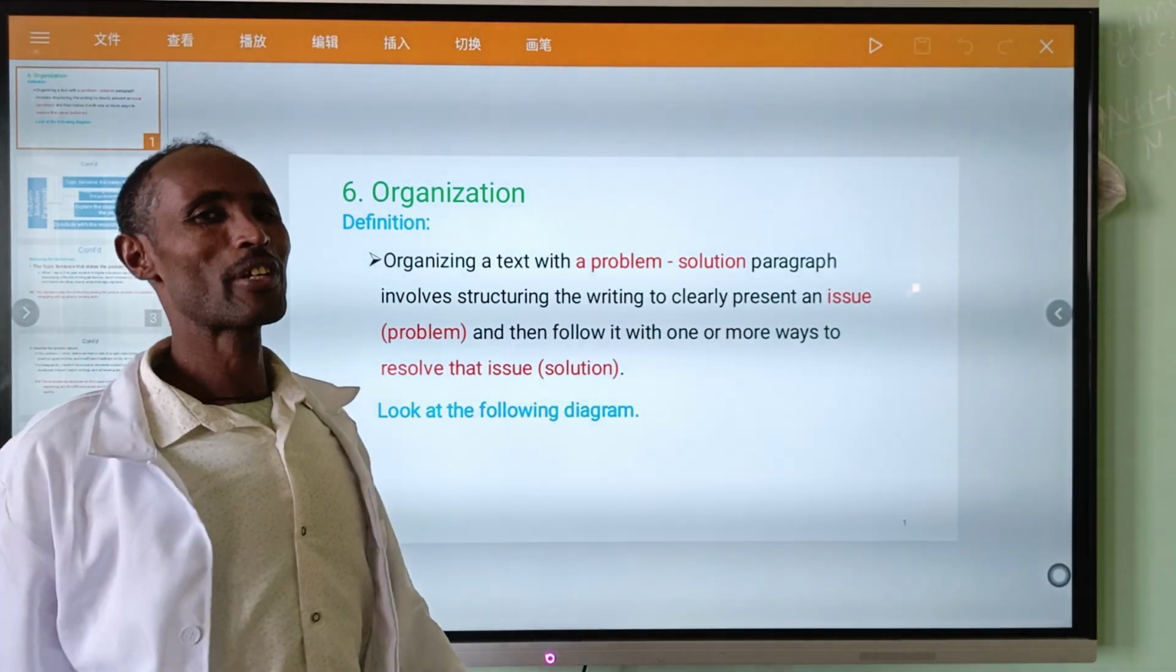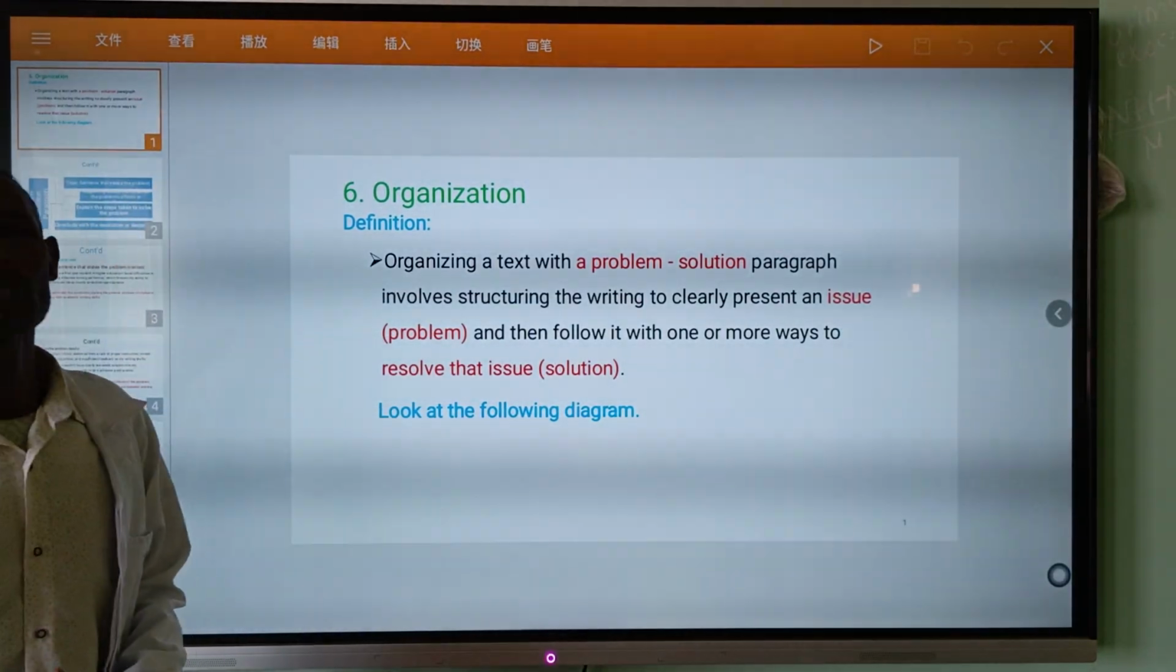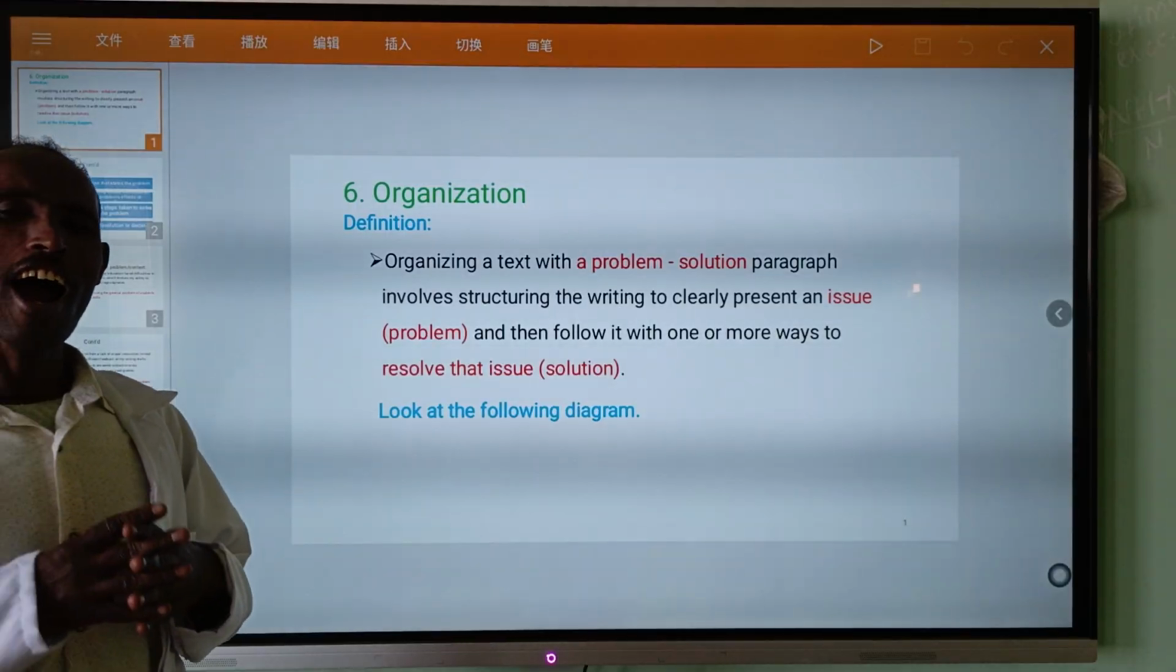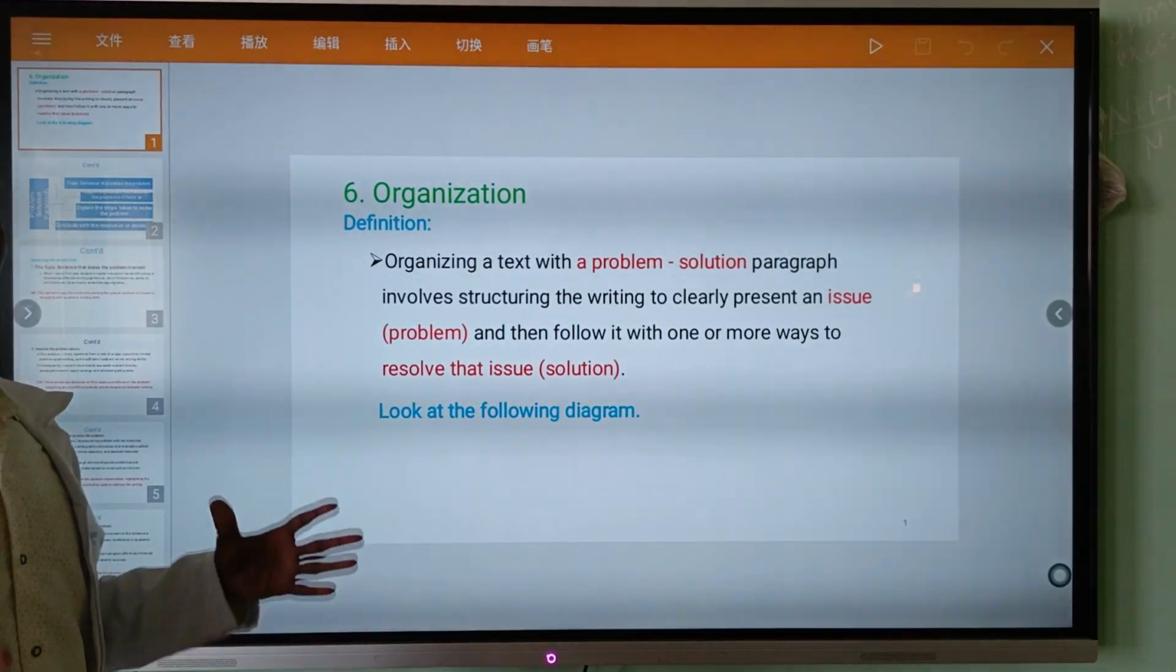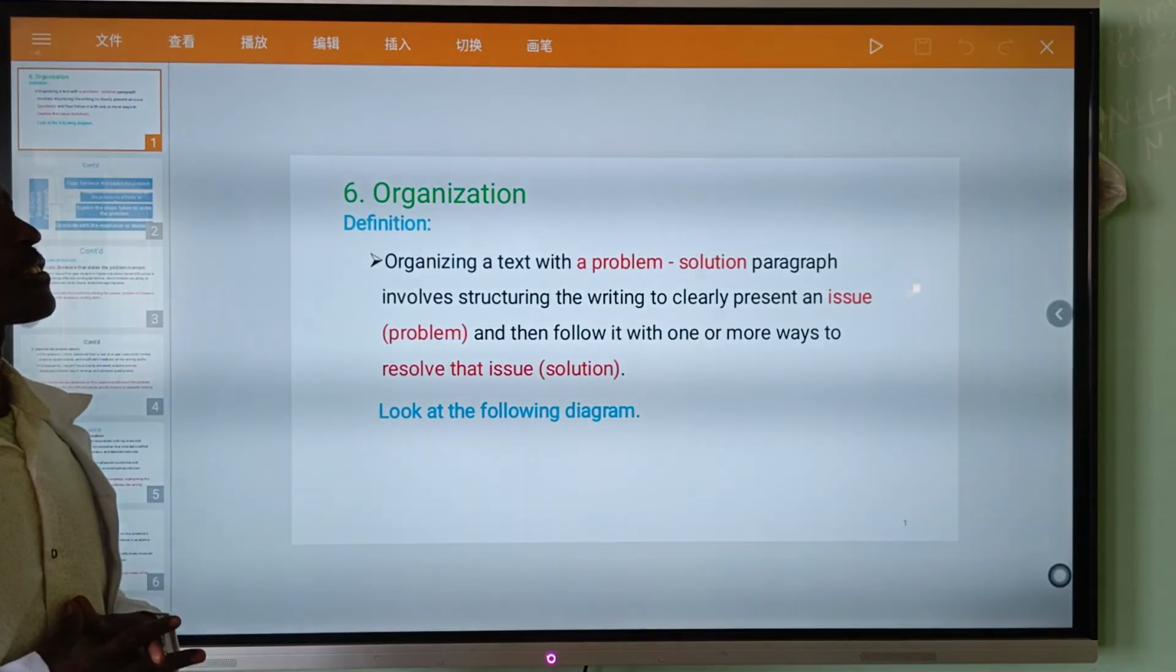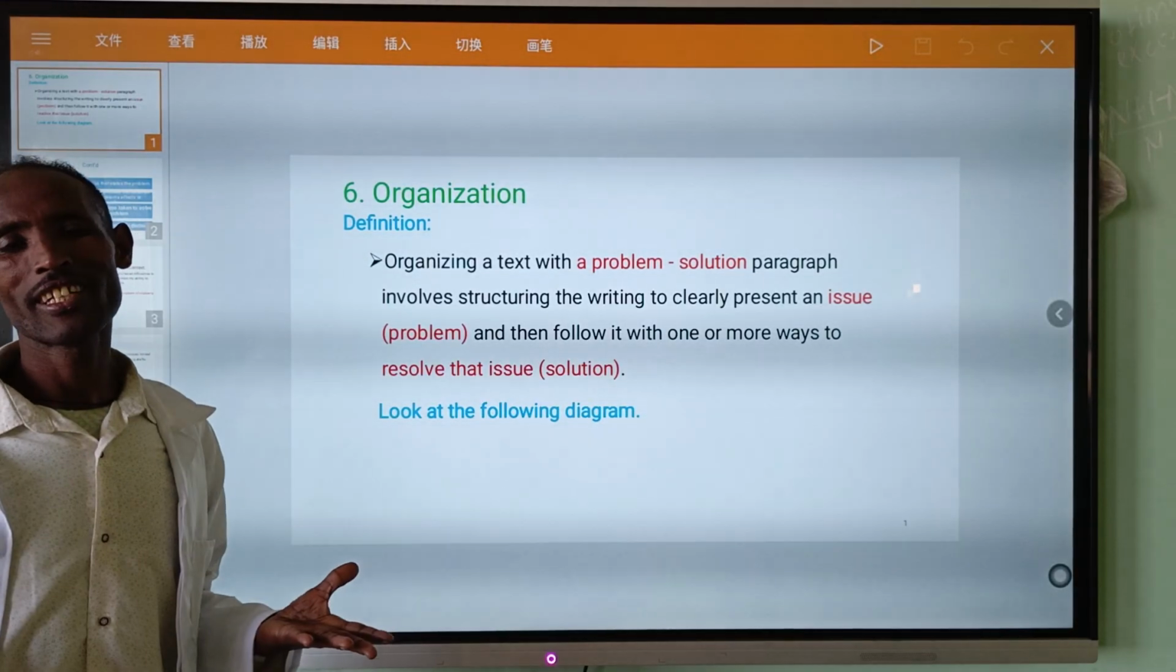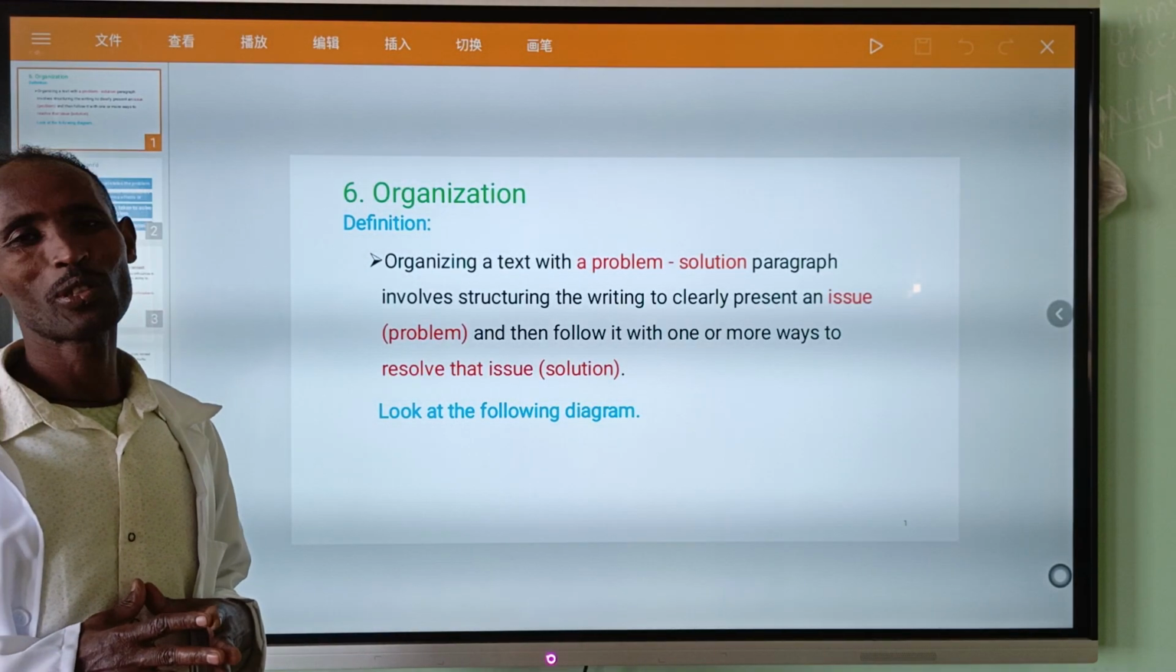Hello students, welcome to my presentation on organizing ideas, or organizing a problem and solution paragraph. How to organize a problem and solution paragraph.